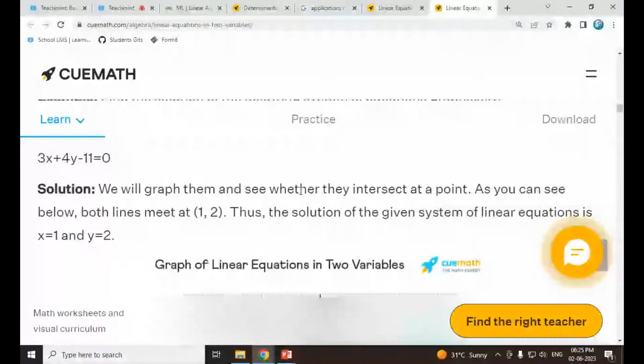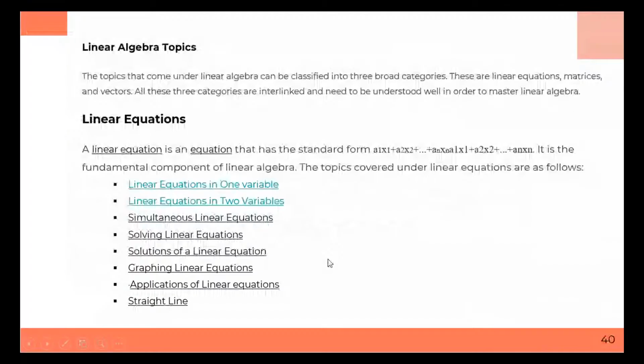There are again a lot more details available, so that we can discuss more in detail about other topics. Okay, so you studied this before 10th standard. That's why I told you to revise. Nobody revised? Very bad. Simultaneous linear equations, solving linear equations, solutions of linear equations, graphing linear equations, applications of linear equations, and straight line.